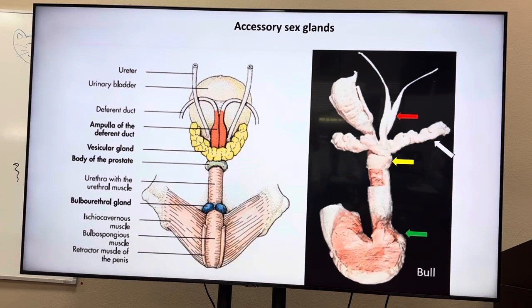These are the bulbourethral glands. They are small and cherry shaped.